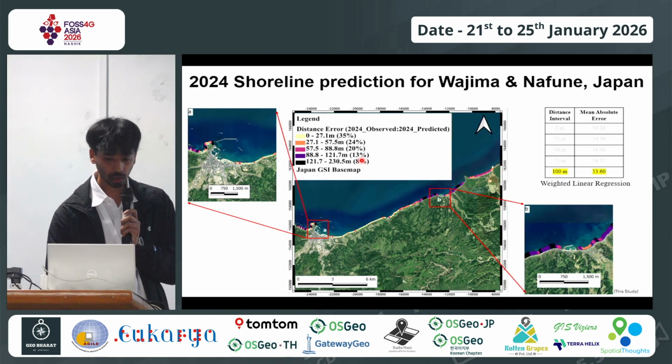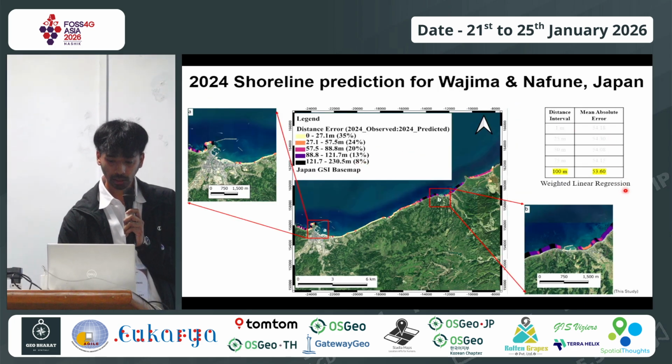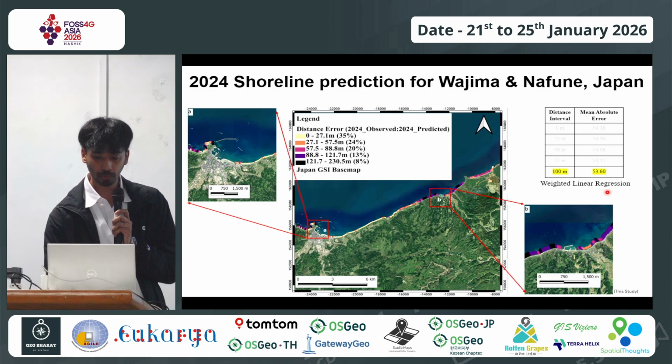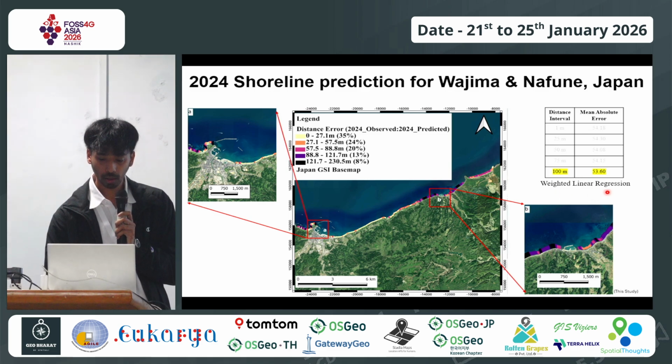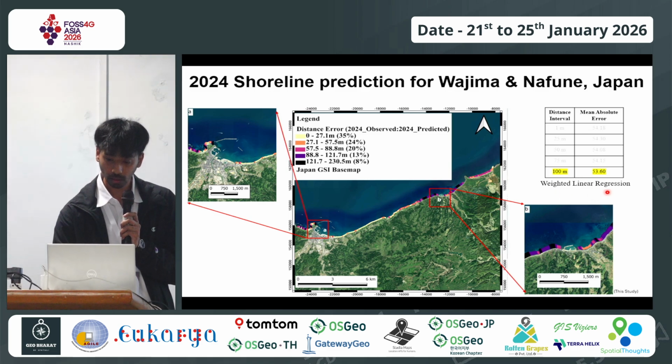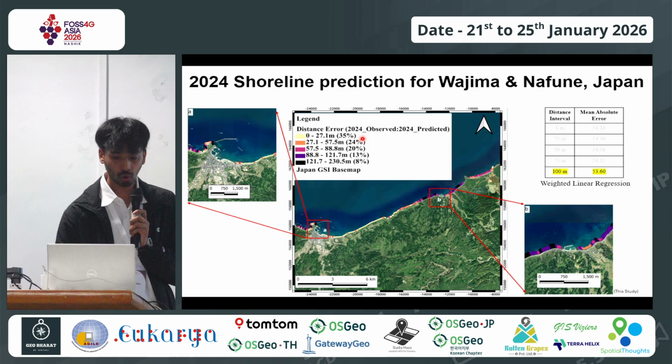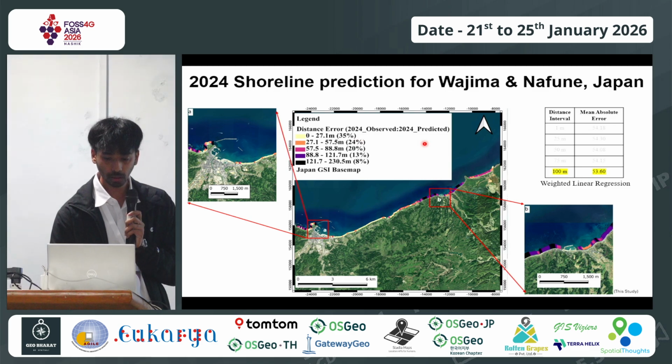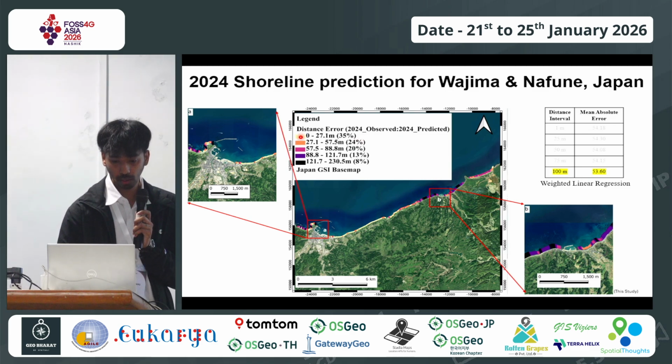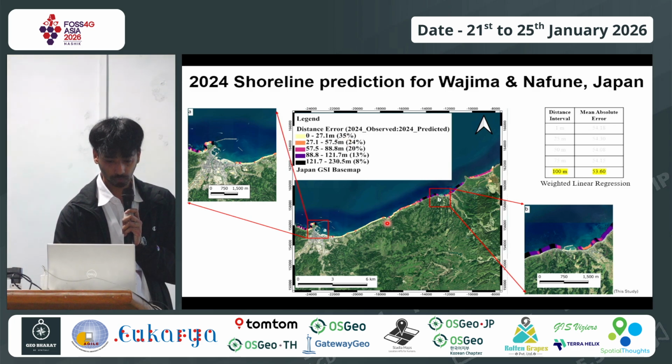Now this is for 2024 prediction. From the 3 statistical methods, weighted linear regression provided the lowest error, and that's 53.6 meters. This is actually not a good prediction. So in the distance error from 2024 observed to 2024 predicted, as we can see, 0 to 27 meters covers 35% of the area, which is not so good.